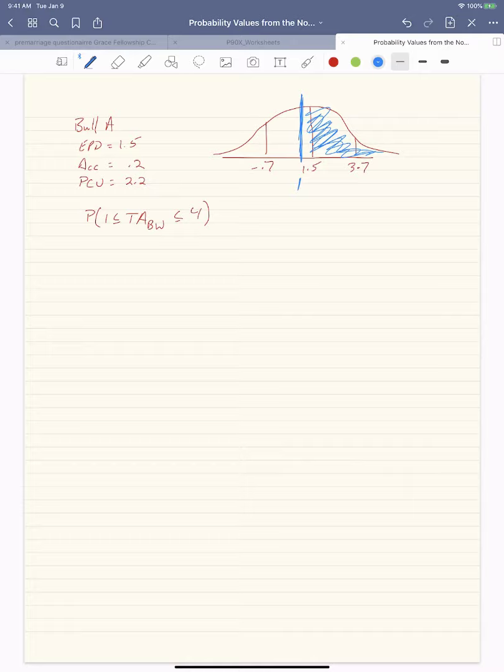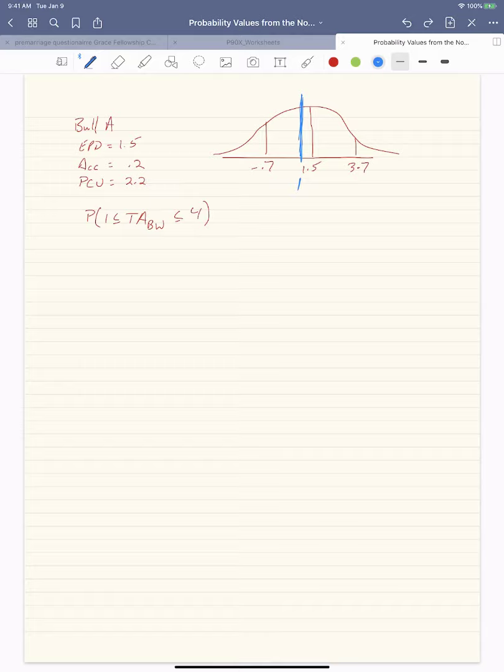And another way to double check is once you subtract that probability, it's going to be greater than 50%, because you have the whole 50% plus this little extra. So you have half the curve plus that little bit. So you want that probability to be greater than 50%, which is just another way to double check yourself.